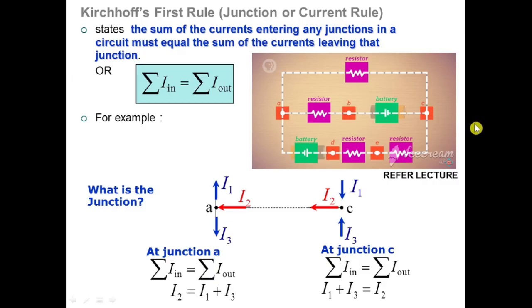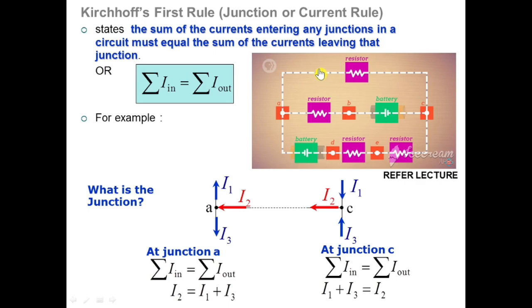Kirchhoff has two rules. The first one is the Kirchhoff junction rule or Kirchhoff current rule. Kirchhoff's first rule states that the total current that enters any junction will equal the total current out from that junction.